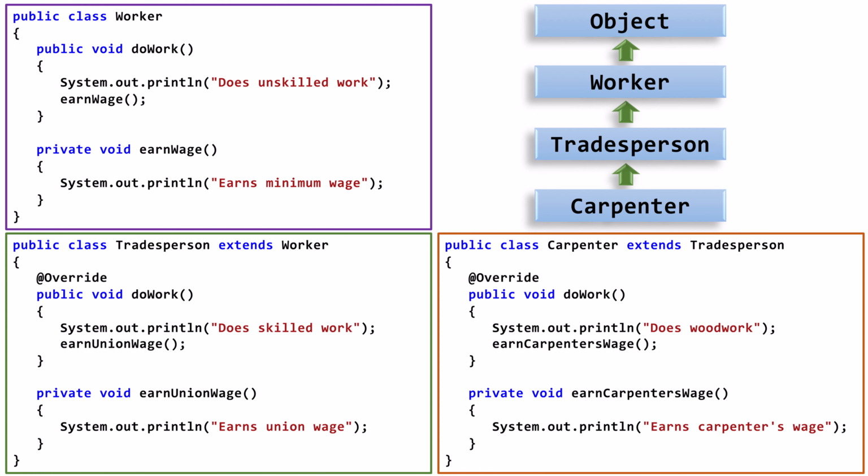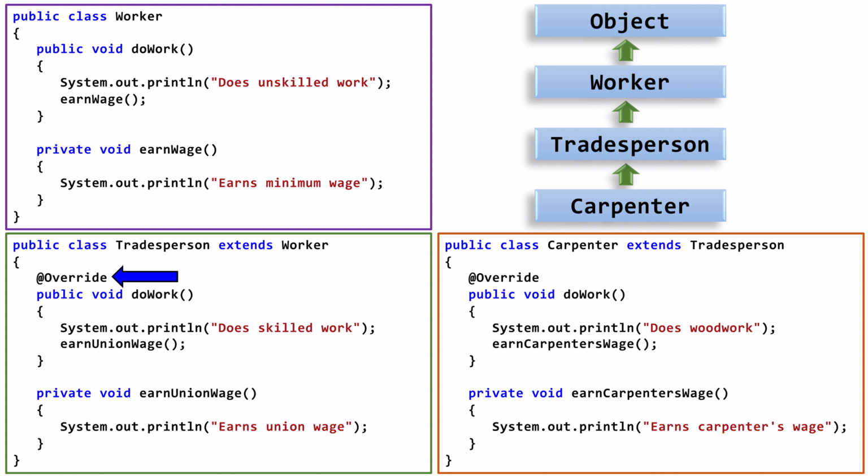Let's look at alternate versions of the worker, tradesperson, and carpenter classes. In worker, the doWork method is public, so it could be overridden in a subclass. If we don't override it, it would simply be inherited. For security reasons, earnWage is private. We don't want programmers to be able to call it directly from outside worker because they could create a payday without doing any work. Being private, it will not be inherited to a subclass.